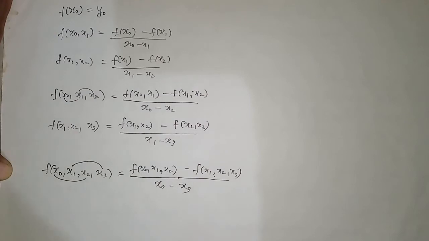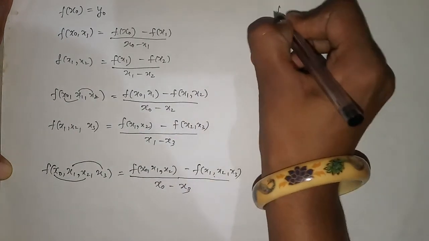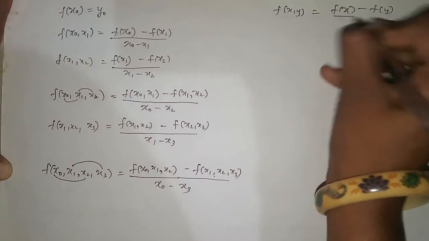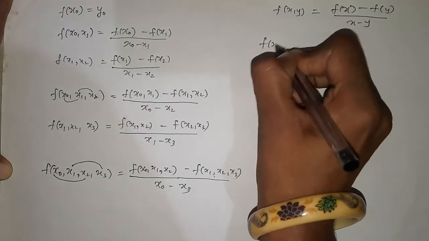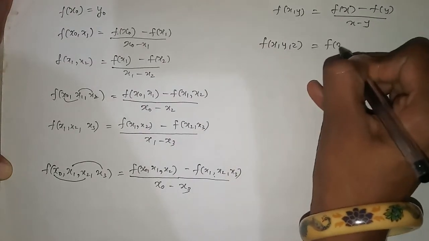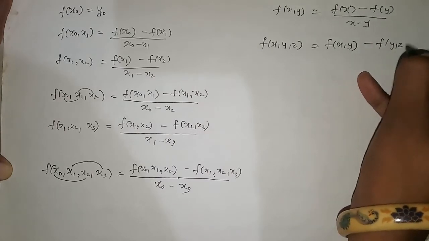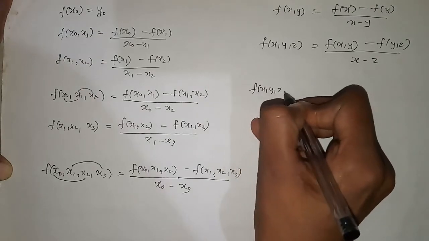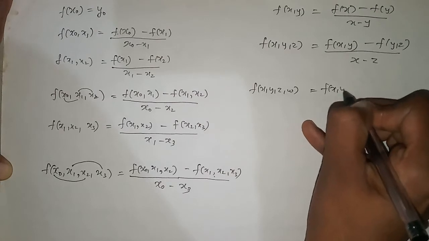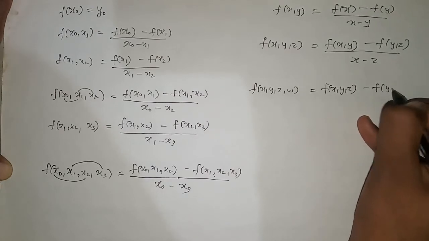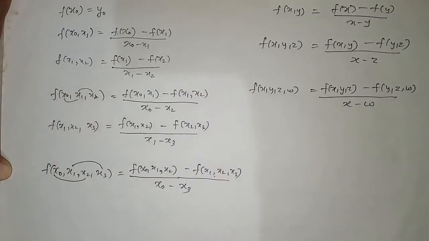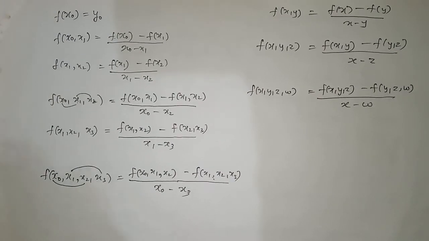So x0 minus x3. In general, if I want to write this, I can write f(x, y) is equal to f(x) minus f(y) divided by x minus y. For 3 terms x, y, z, I can write this as f(x, y) minus f(y, z) divided by first minus last, x minus z. For the 4th term x, y, z and w, I can write this as f(x, y, z) minus f(y, z, w) divided by first term x minus last term w. So these are the things which we will use in the formula. So I hope now you understand this very clearly.